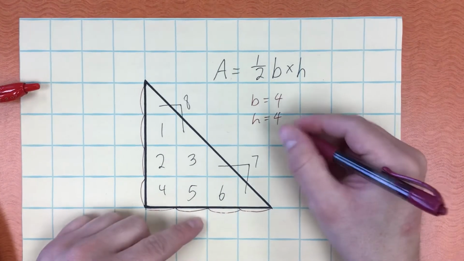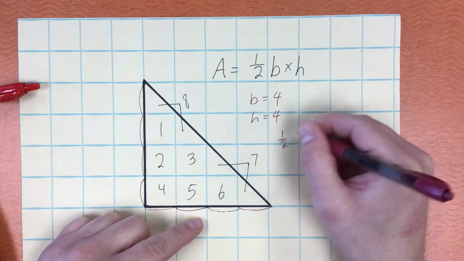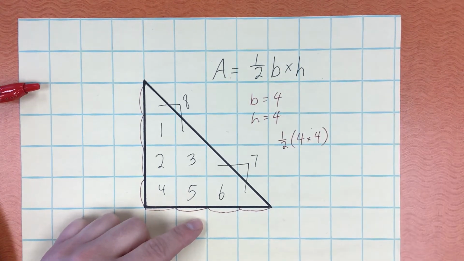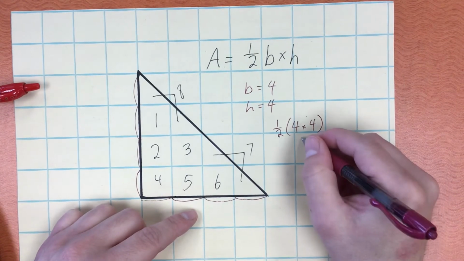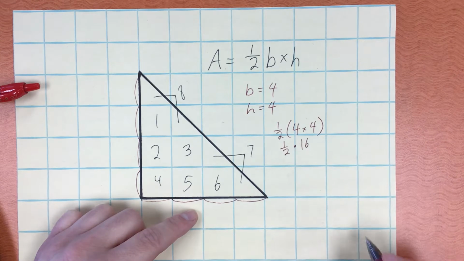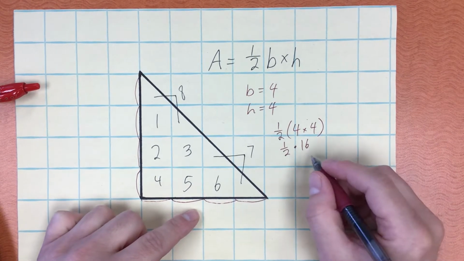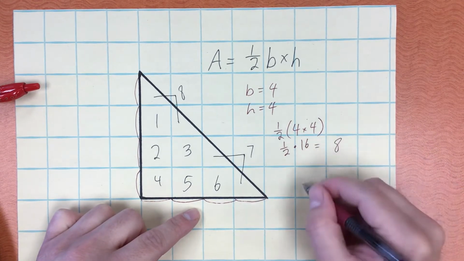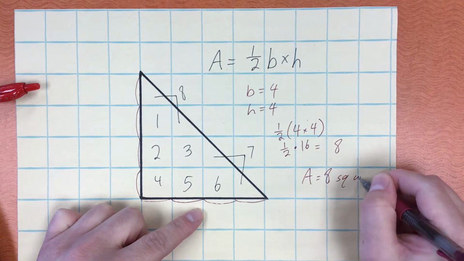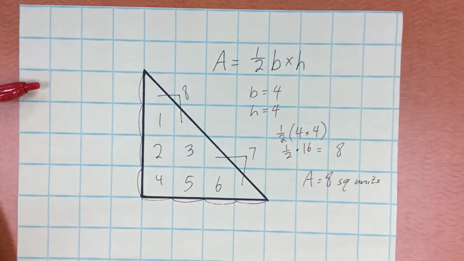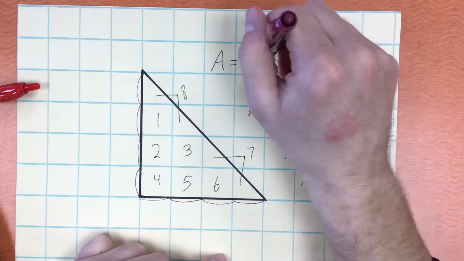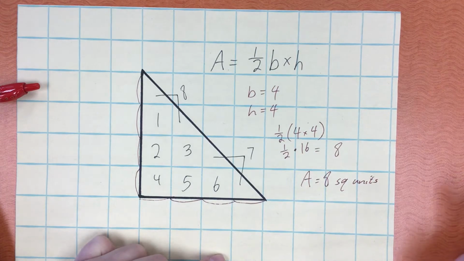Okay, so my area is going to be 1/2 of 4 times 4. So I'll do my 4 times 4 equals 16, and I need to do half of that. So I can do half of 16, or 16 divided by 2 equals 8. And I know that my area equals 8 square units. So look at that. Sure, you could count up all these squares, or you could do it this way and find out that it's half.